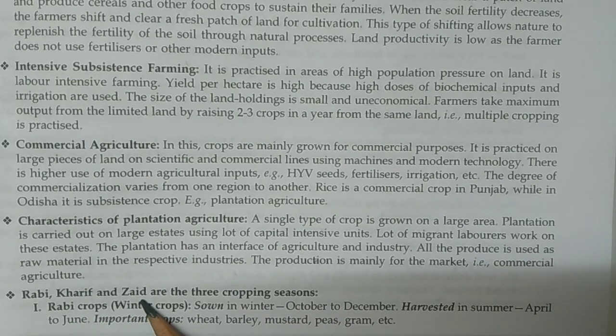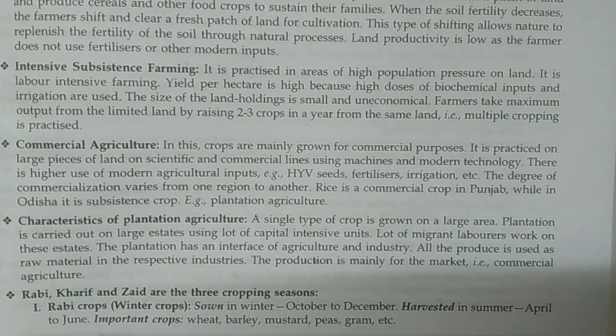Don't miss Zaid. This is really very important. When you add Zaid, then you will get good marks. Otherwise your whole answer will be wrong. Generally I found students make mistakes in this question. So be aware that there are three types of cropping seasons: Rabi, Kharif and Zaid.